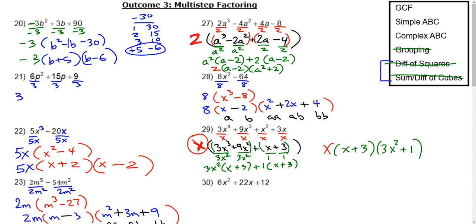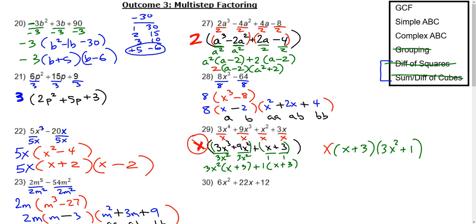So this is a 3. I'm going to put this guy as a bold 3, and it's just because I know what's coming. 2p squared. Let's see what else we got here. Plus 5p plus 3. So this problem is a complex ABC.